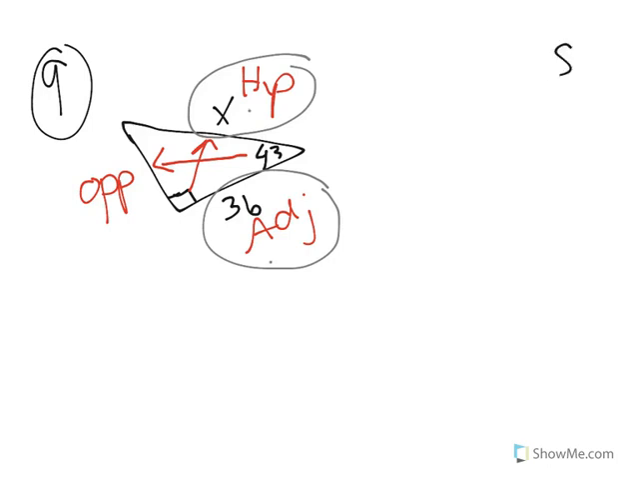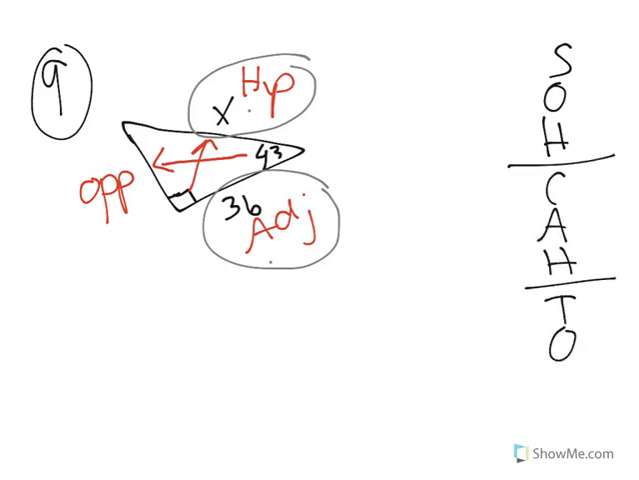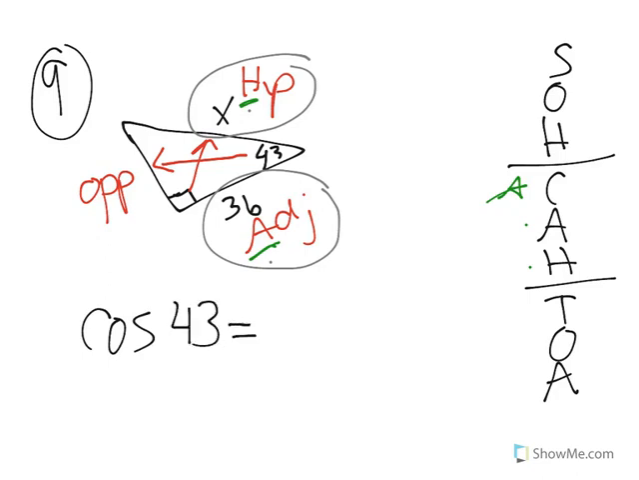So we want to always have our acronym, SOHCAHTOA, on the side of our paper. So we want to look for which one has A and H. I see that here with cosine. So I'm going to use cosine of the angle, 43 degrees, is equal to adjacent over hypotenuse. Your adjacent was 36 and your hypotenuse was x.